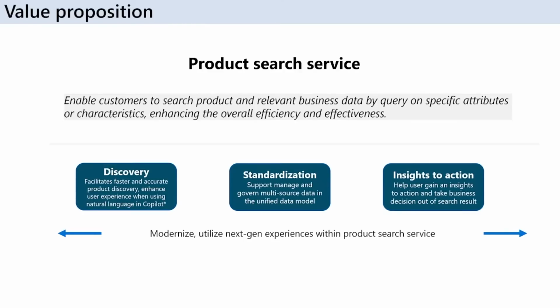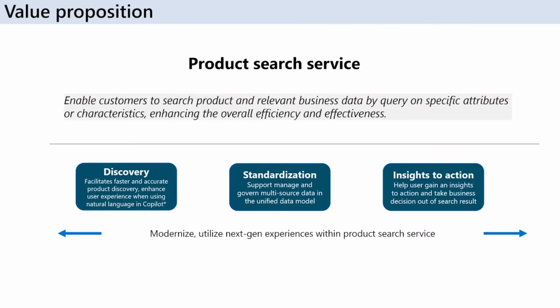And second is standardization. As we know, inventory visibility is acting as a central hub to store the inventory data and the product data from multiple data sources. It assists in managing and governing data from multiple sources within a unified data model, promoting consistency and reliability in the search results.